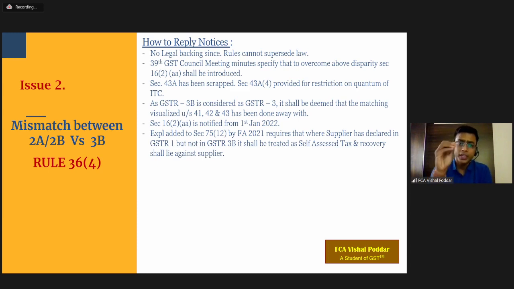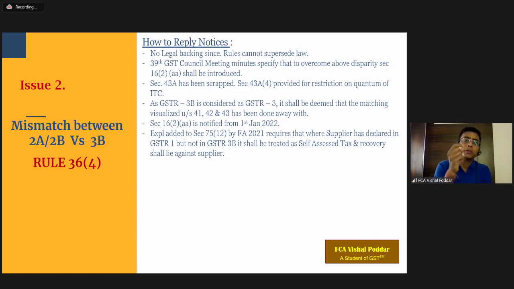Further, interestingly, an explanation has been added by the previous Finance Act in section 75(12), which says that if a supplier has declared some output supply in GSTR 1 but has not paid tax in GSTR 3B, it would be treated as self-assessed tax of the supplier and recovery shall lie against the supplier. Now, this again could be your line of defense even for our previous issue.